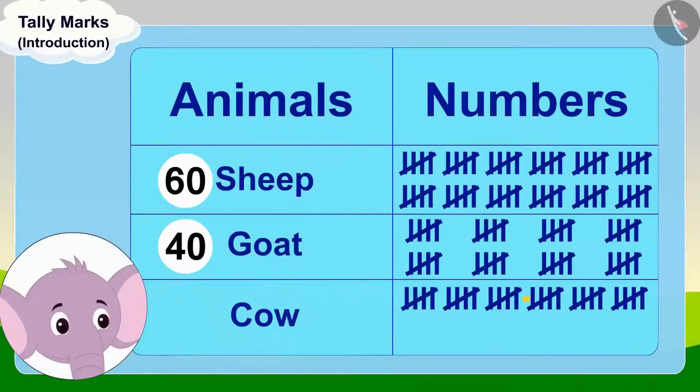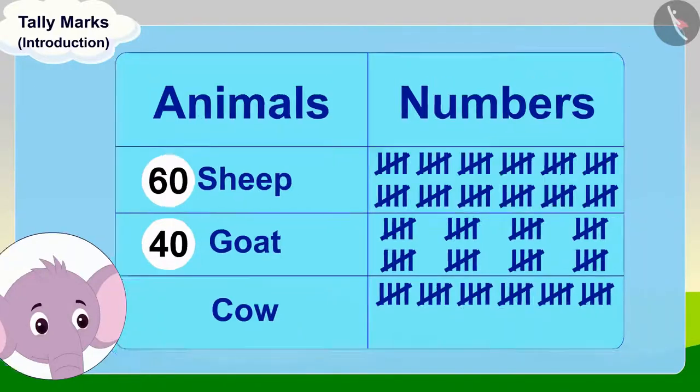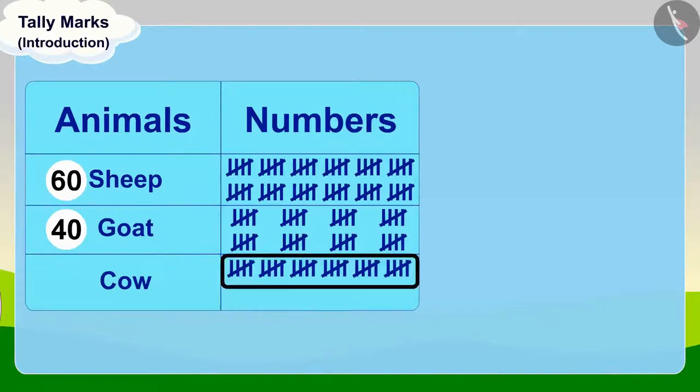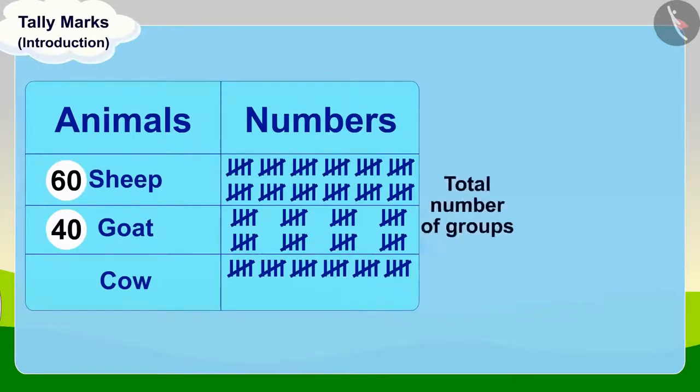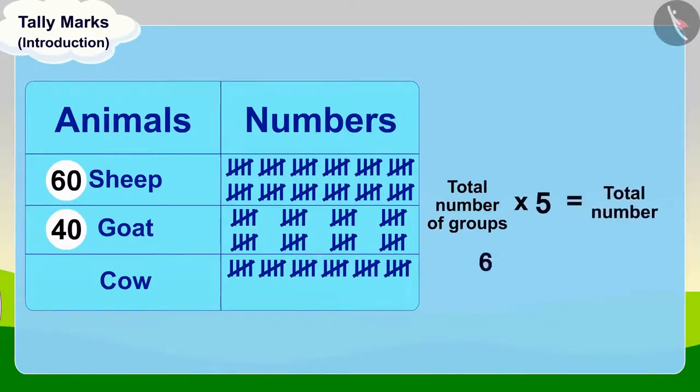How many tally marks groups are there here? Here there are 6 groups of tally marks. Now, to find the total number of cows, we only have to multiply the total number of groups by 5. 6 times 5 is 30. Appu has a total of 30 cows.